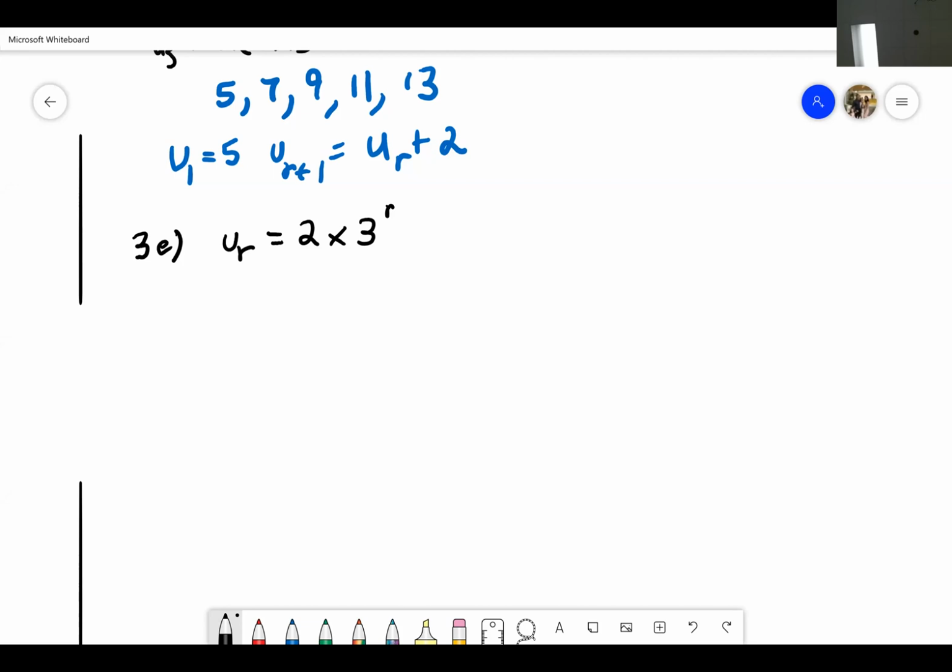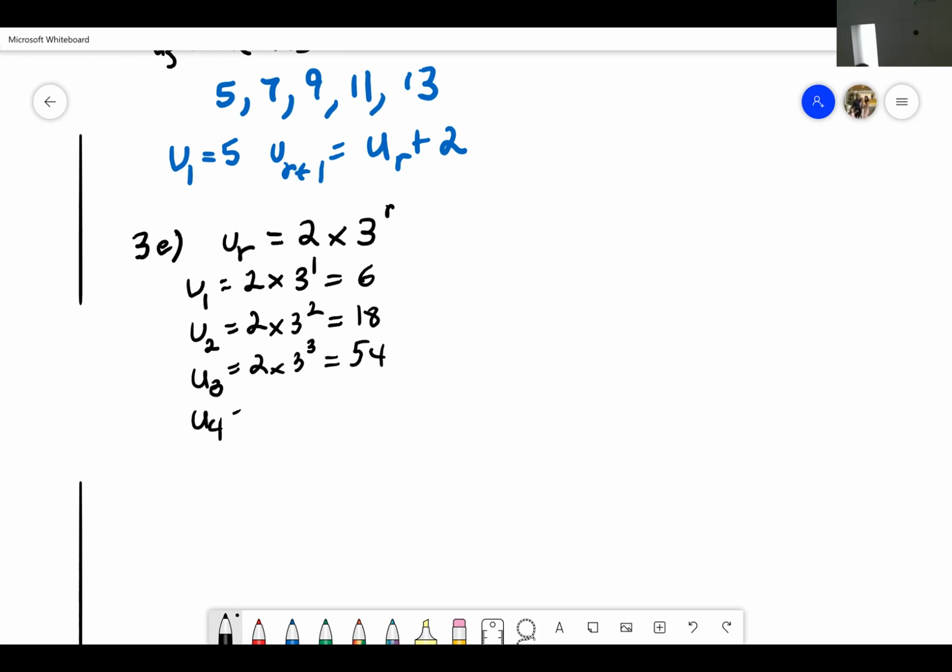Okay. u of 1 equals 2 times 3 to the first. So that's 6. u of 2 equals 2 times 3 to the second. That's 18. u of 3 equals 2 times 3 to the third. That's 27 times 2, 54. u of 4 equals 2 times 3 to the fourth. That's 3 times 3, 27, 81 times 2 is 162.